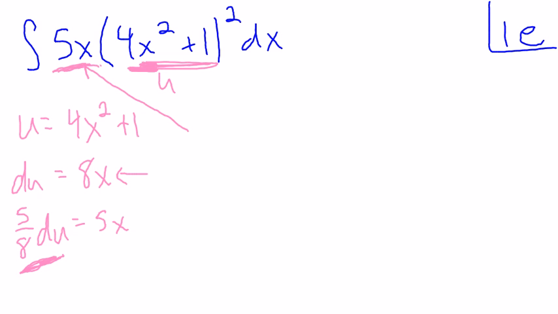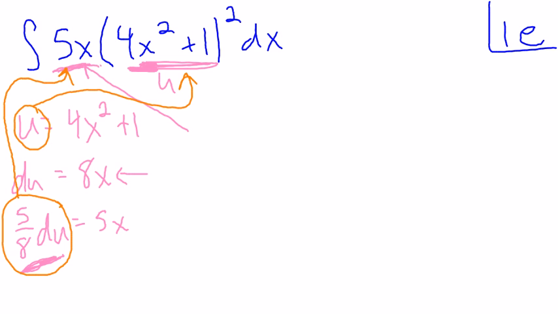So my subs are going to be this goes in for that, and then this goes in for that. So I'll continue to write over here. What I get when I sub that in is it really simplifies this. It gives me the integral of 5/8 du times u squared.